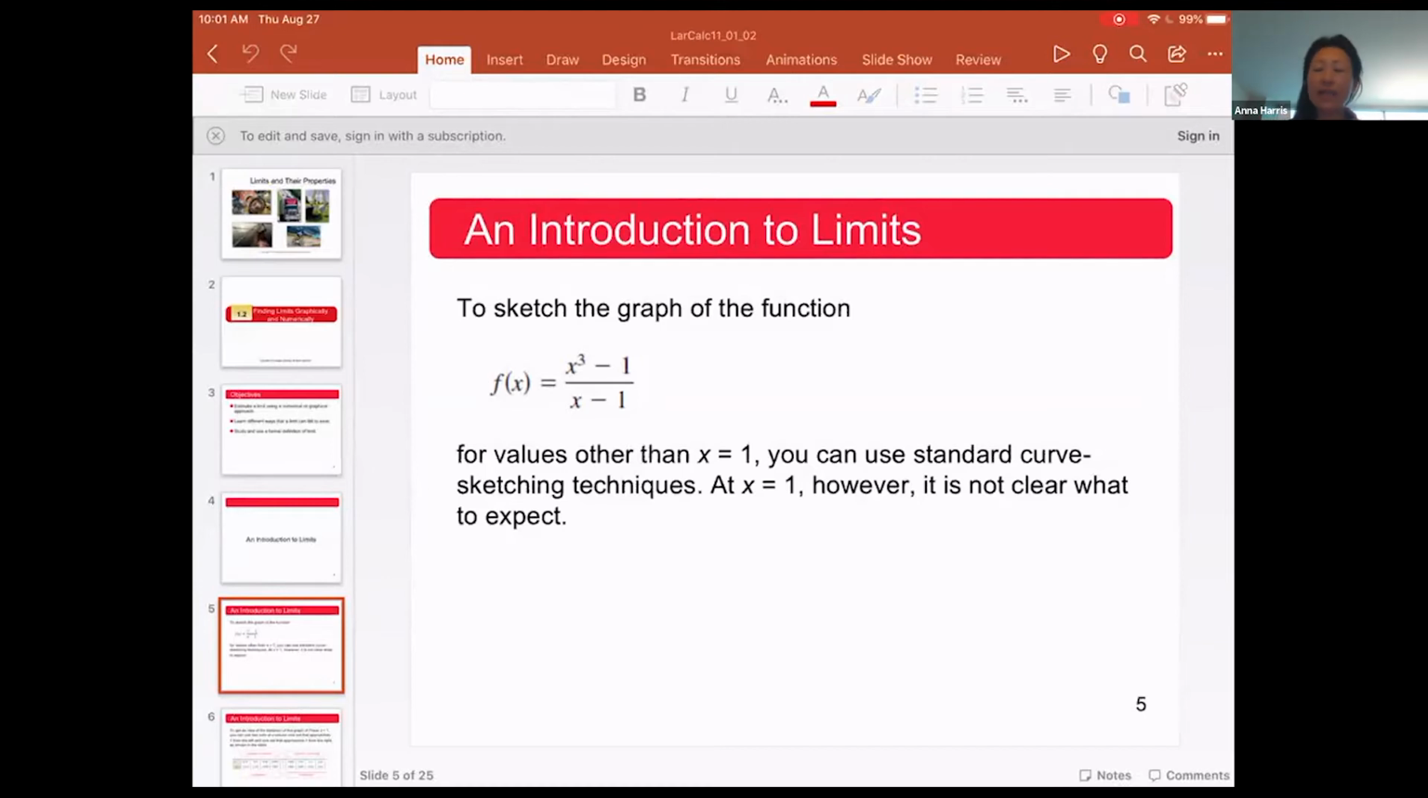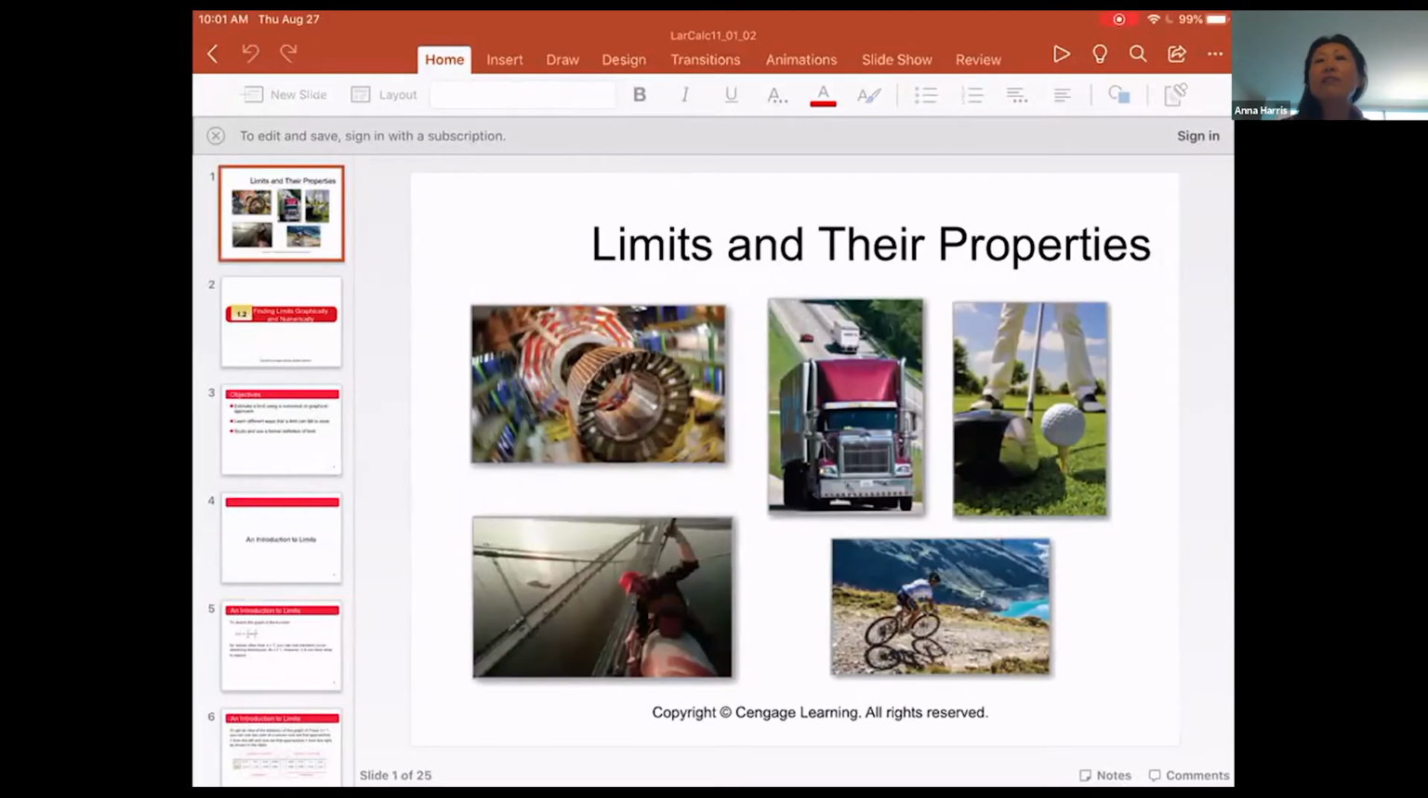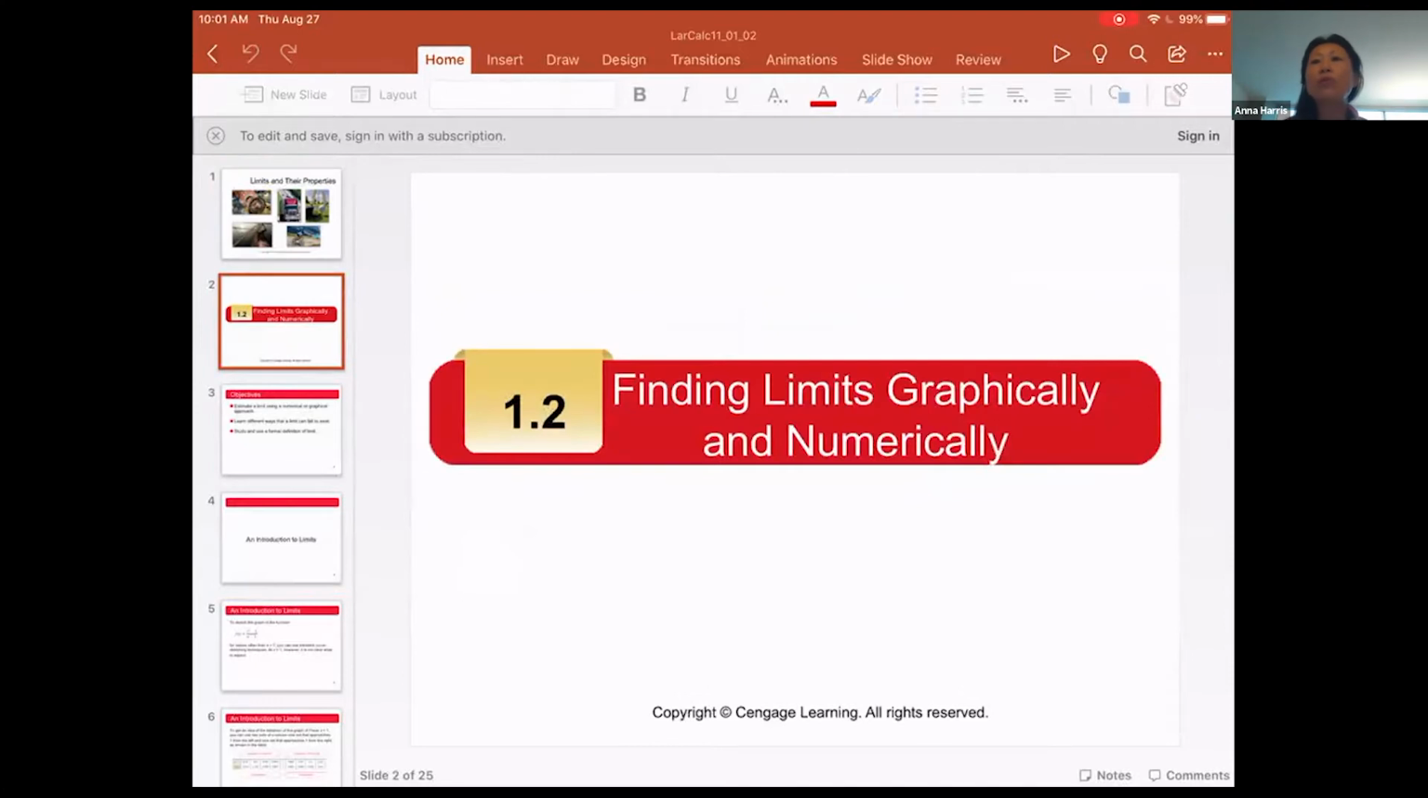O'clock, so let's go and start our lesson. It's 1.2. Chapter 1 is about limits and their properties. So we're going to start with 1.2, finding limits graphically and numerically.